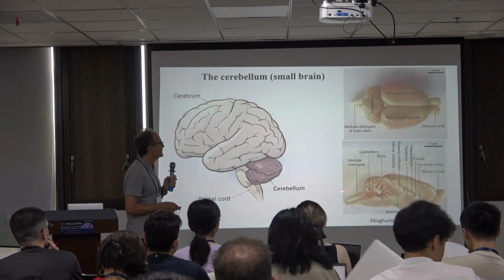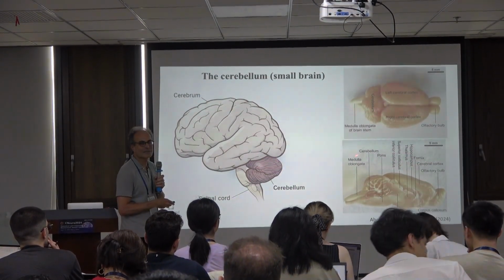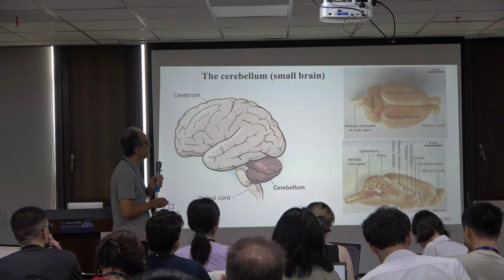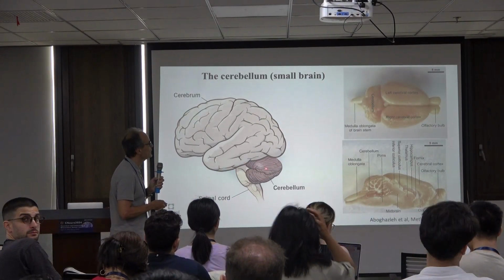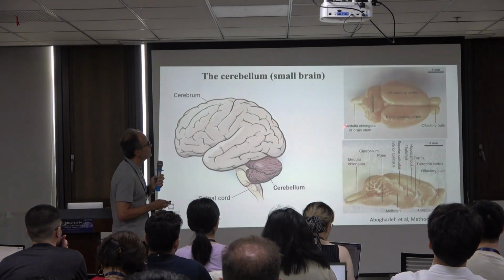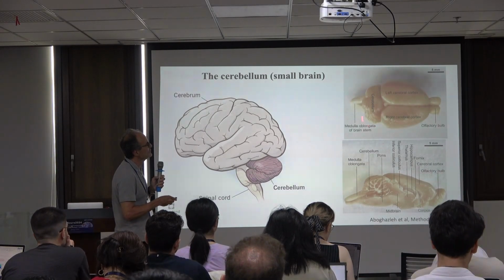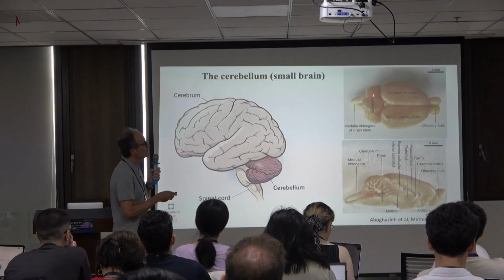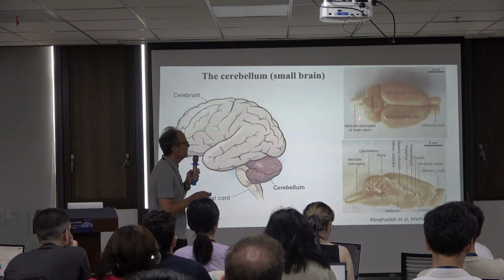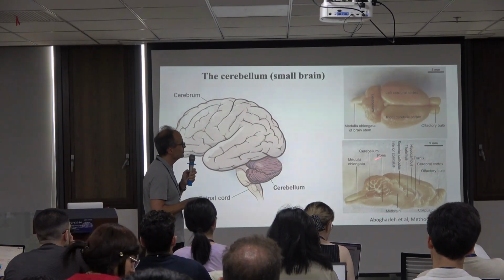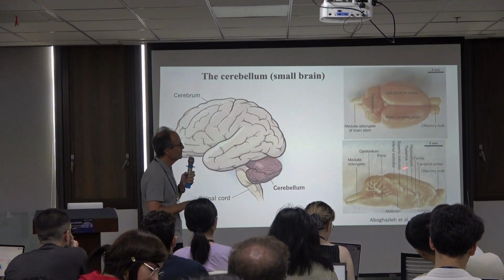Okay, so the cerebellum, as you may know, is the small brain at the back of the brain. And this is so important. Is this one cerebellum? Here this one takes quite a bit of the brain. Here you see a cut.